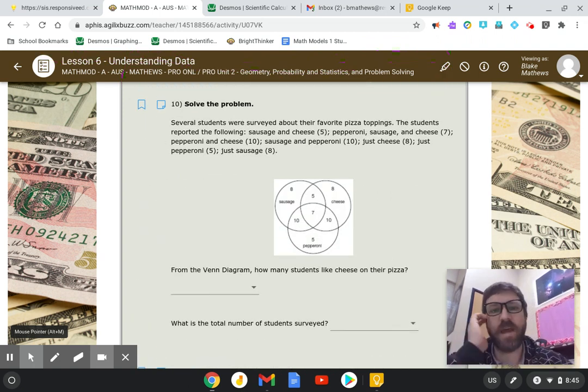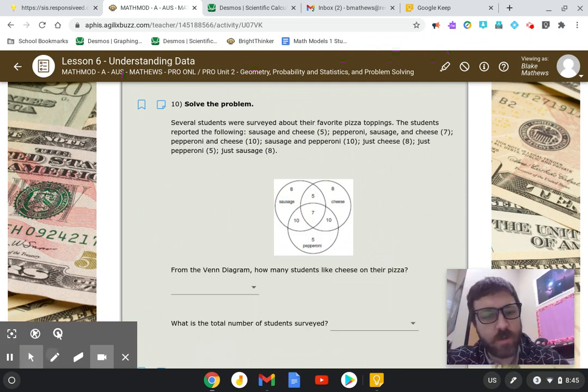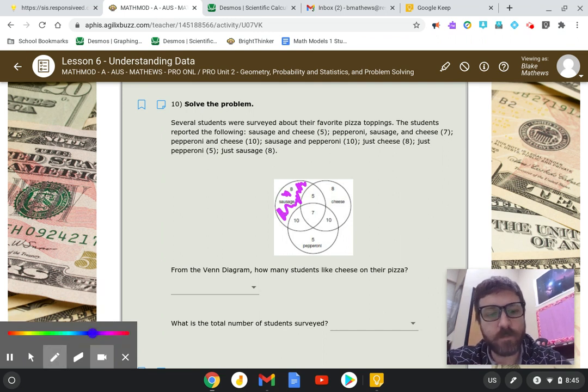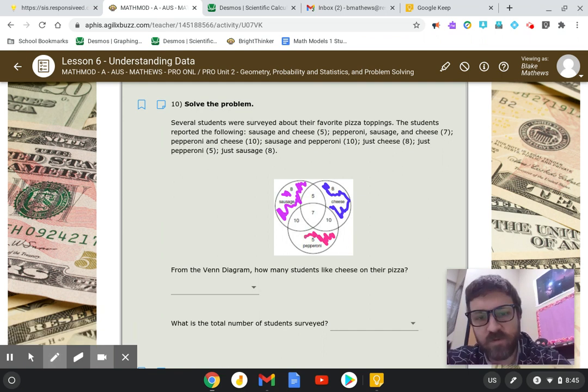All right, Venn diagrams. I'm just going to do a quick overview of this. In a Venn diagram, you have these circles that intersect, and each area of the circle represents a different group of people. For instance, this group right here likes just sausage. This group over here likes just cheese. This group over here likes just pepperoni. Where those circles cross is groups of people who like both.